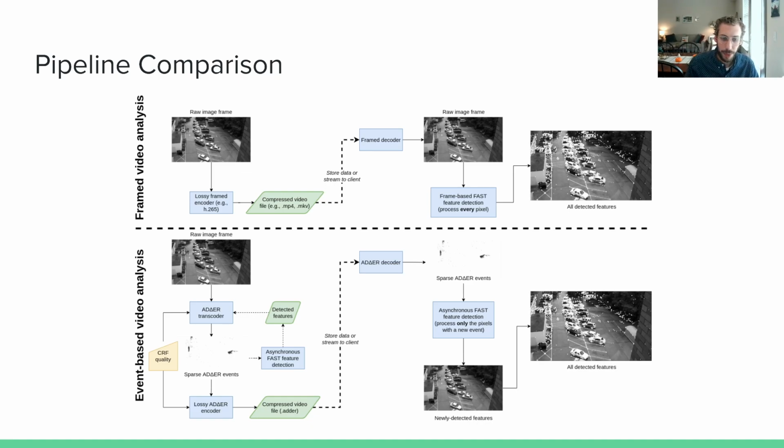Now, with our event-based system, we actually reduce the data rate of the video that is being compressed, so that when it is decompressed, we have very sparse information. So here in this example, we're only getting new updates for the pixels that are moving, the areas of the video that are actually changing, and that is the only data that has to be processed by our feature detector, by our computer vision algorithm.